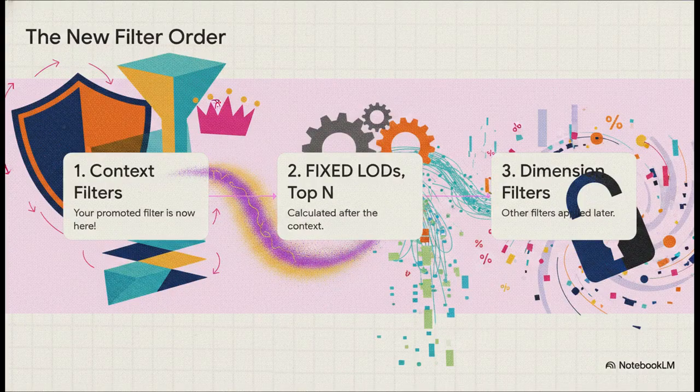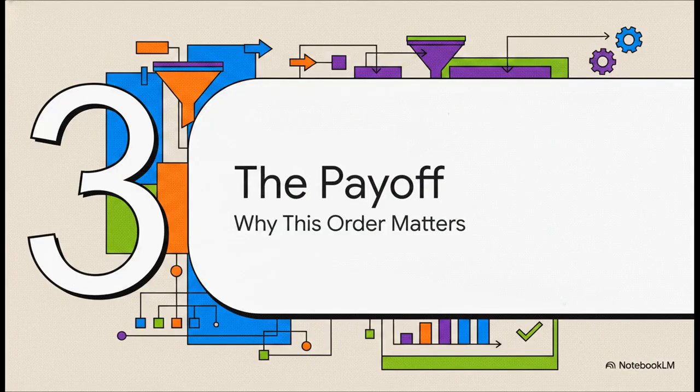And now look at our hierarchy. Our region filter isn't a normal dimension filter down at step 3 anymore. We promoted it. It's now a context filter sitting right at the top in step 1. It will now run before the fixed LOD is ever calculated. Problem solved. So we made one simple change. Let's talk about the payoff here, because understanding this one tiny detail is a complete game changer for building dashboards that people can actually trust.